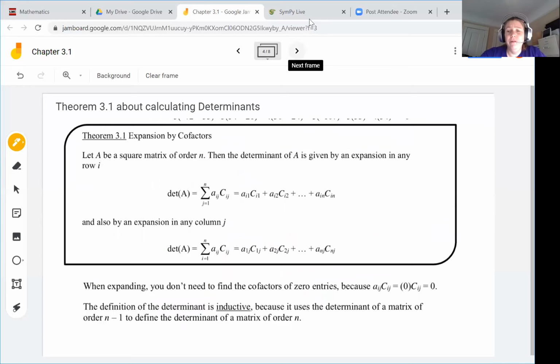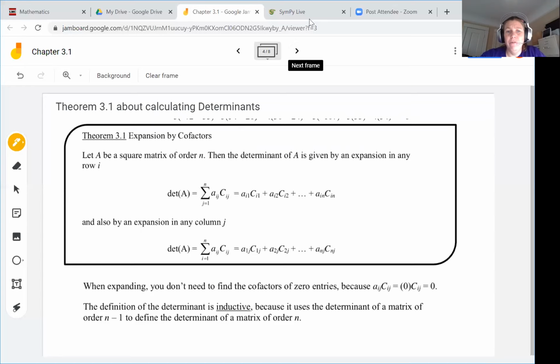So we can use this information to make a theorem about calculating determinants. So we use expansion by cofactors to calculate determinants when we get beyond 2 by 2. So we're going to let A be a square matrix of order n. So n is another way of saying the dimension, or order of dimension. Then the determinant of A is given by an expansion in any row i, where you've got j being the range of the columns.